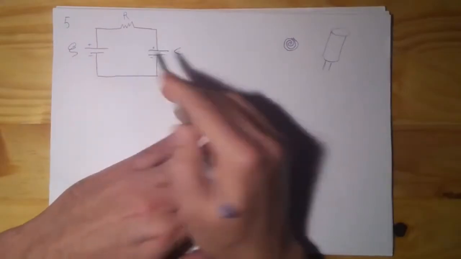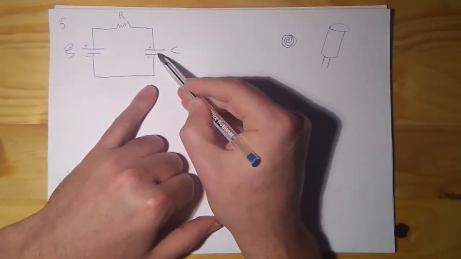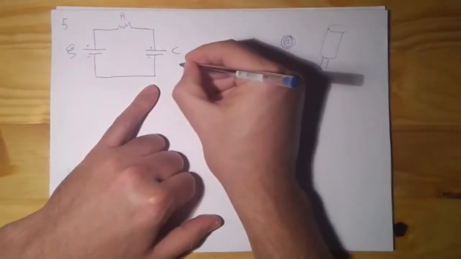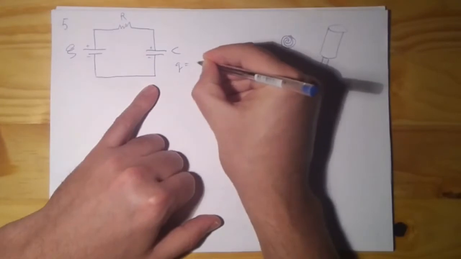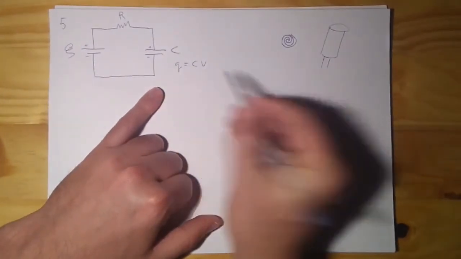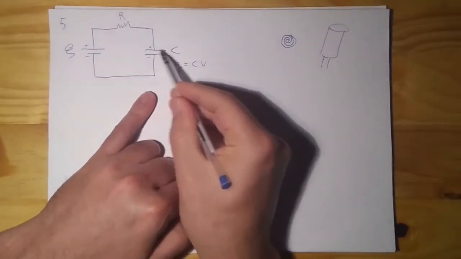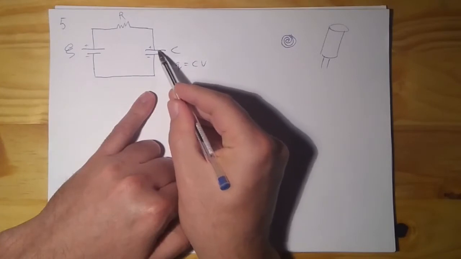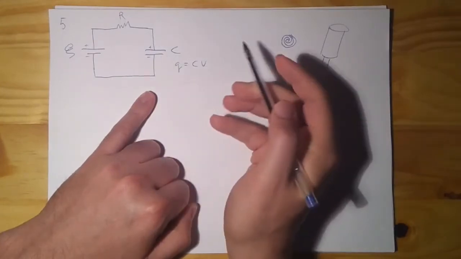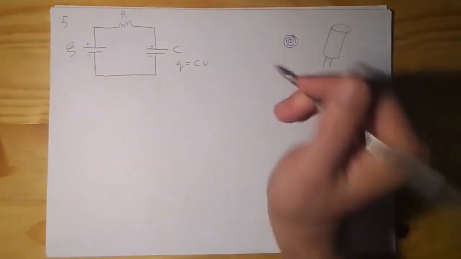Anyway, the charge on the capacitor is related to the voltage across it with a simple formula, Q equal to CV. So charge in coulombs, capacitance in farads, and voltage in volts. If Q is, let's say, 10 microcoulombs, then that means the positive plate has a charge of plus 10 microcoulombs, and the negative plate has a charge of negative 10 microcoulombs. And of course, this does not happen immediately.